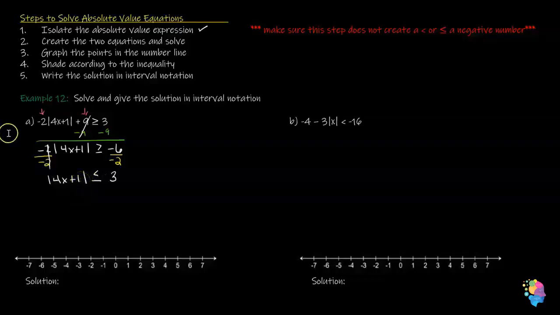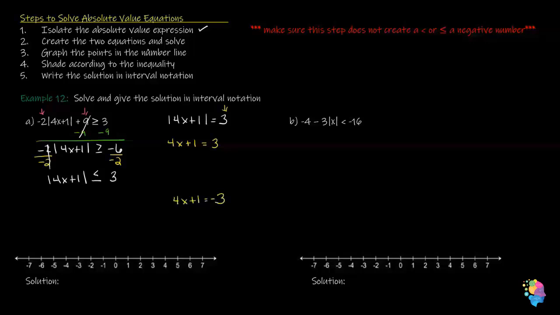We move on now to step 2, just like we did in all the other examples before this one. We're going to create the equations to solve. So the equation I'm going to use to solve is the absolute value of 4x plus 1 is equal to 3. What does that mean again? It means that 4x plus 1 is 3 units away from 0. So 4x plus 1 could be at 3, or 4x plus 1 could be at -3.